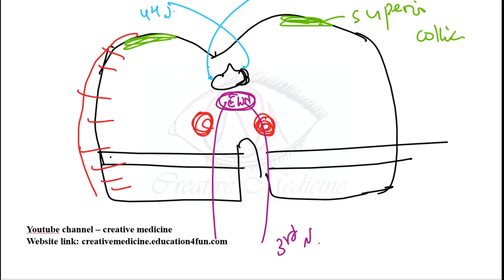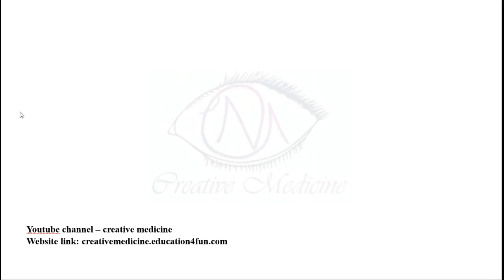So if there is a lesion, pineal gland lesion, pinealoma will be seen here. Here you will see the pineal gland. So this is the pineal gland. If there is any lesion or enlargement of the pineal gland, pinealoma, this will compress the fourth nerve, right? When this fourth nerve is compressed, pinealoma will compress the fourth nerve.